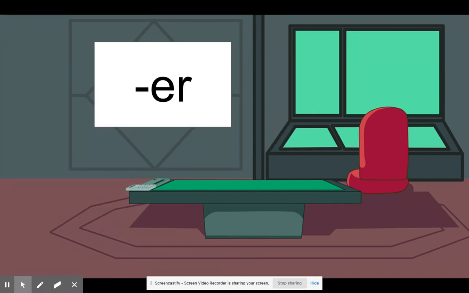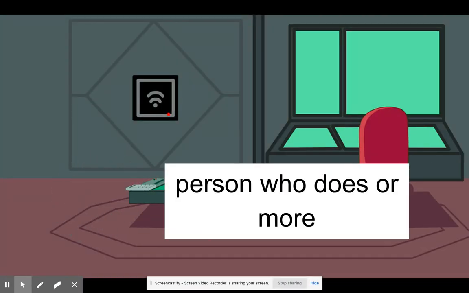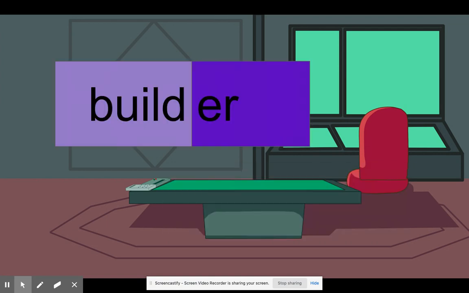I think that was my only example for that one. And then we have ER. So faster, smarter, smaller. In that case, it means more, right? More. In other cases, like builder, teacher, singer, that's a person who does something. So ER has 2 different meanings.